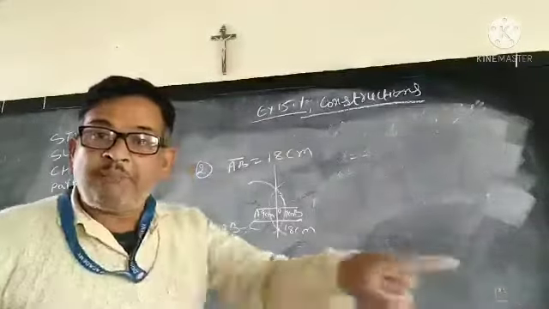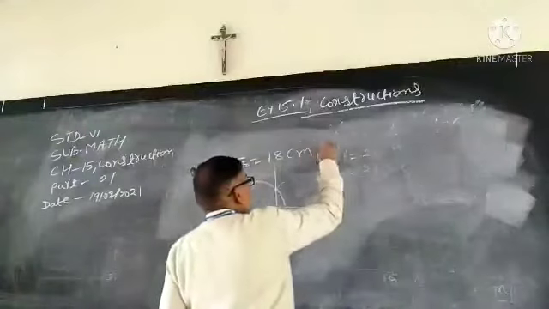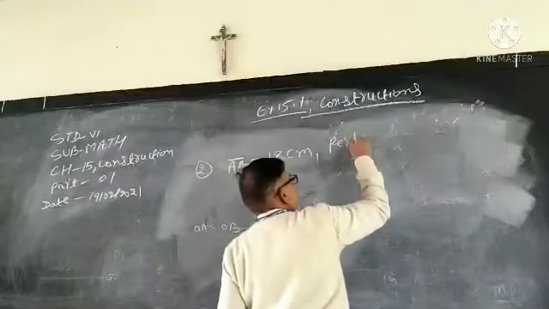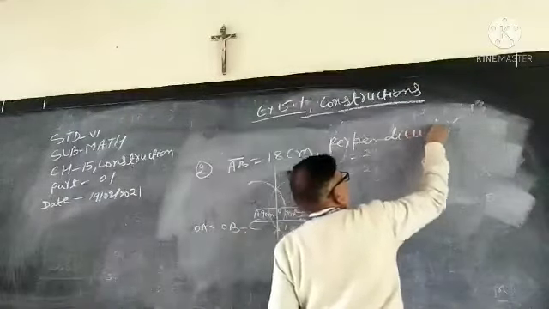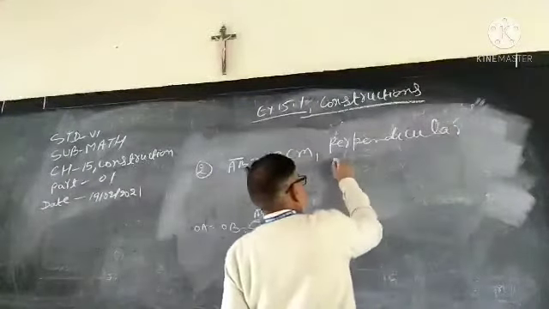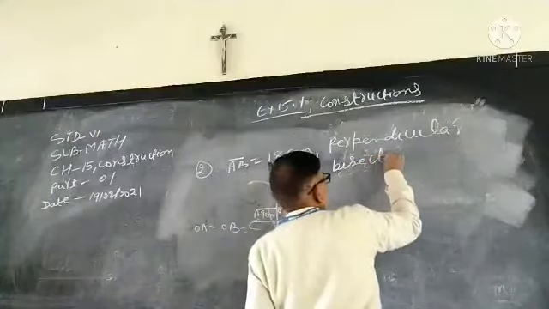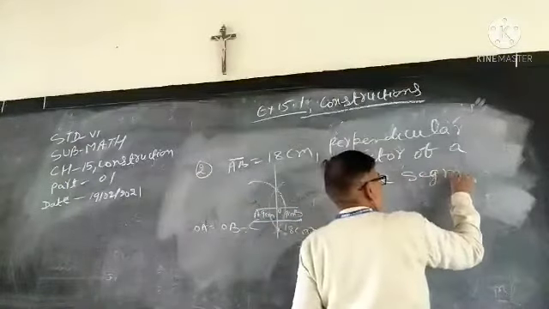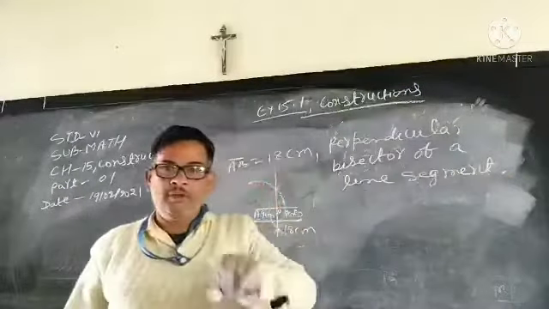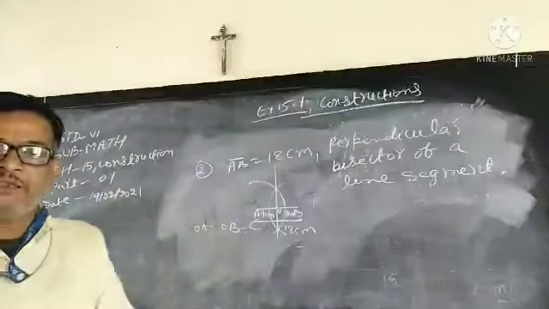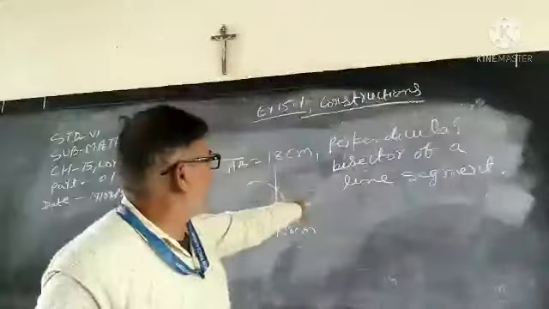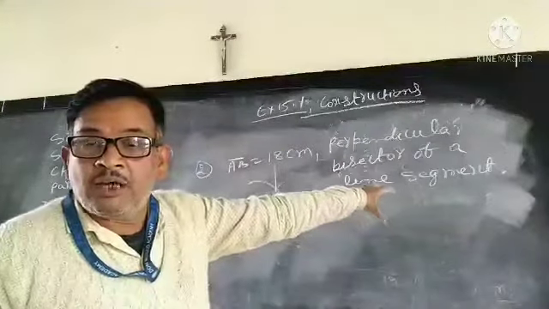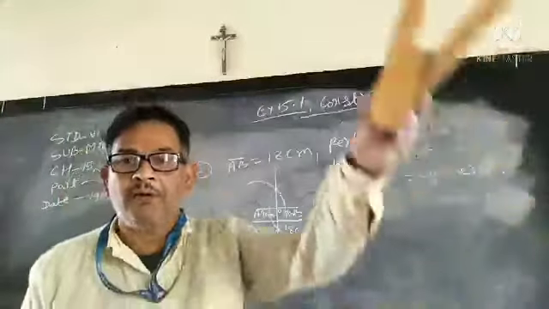It is clear? What is this question? Perpendicular bisector of a line segment. It is clear? Perpendicular bisector of a line segment means if a line segment is given, how can you do the perpendicular bisector with the help of a compass.